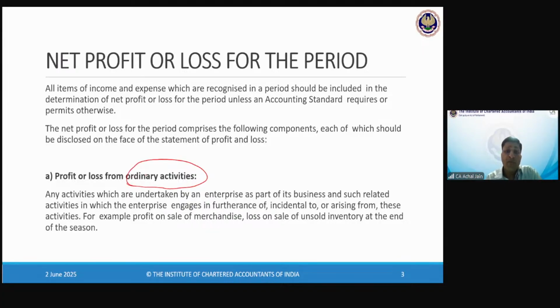For example, a company is in the business of, say, trading of furniture. So during the year, if the company has generated some profit from the sale of furniture, what do you call it as? Profit from ordinary activities. Why? Because that's the core activity. You can say that's the main business. So that's how you look into it.